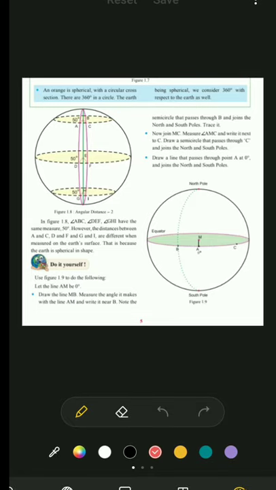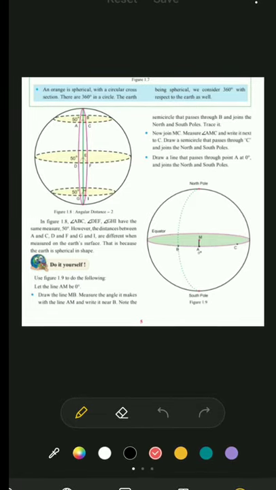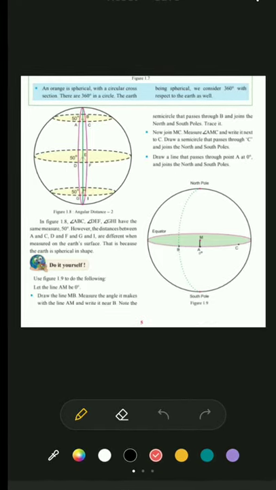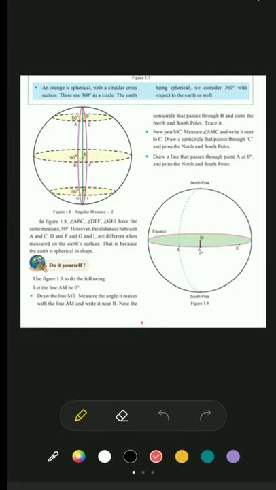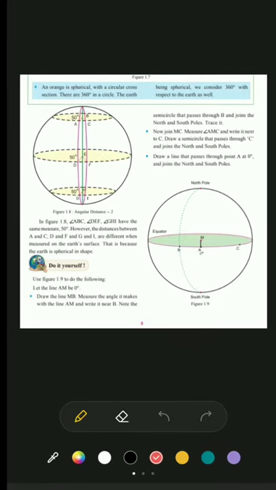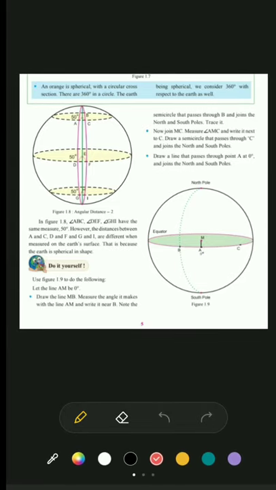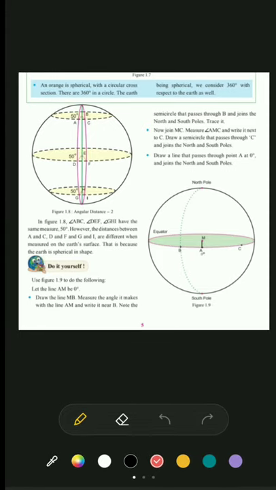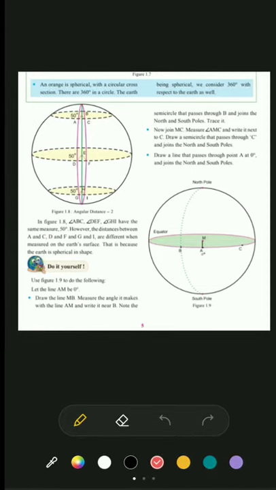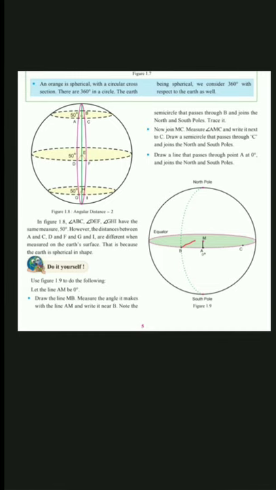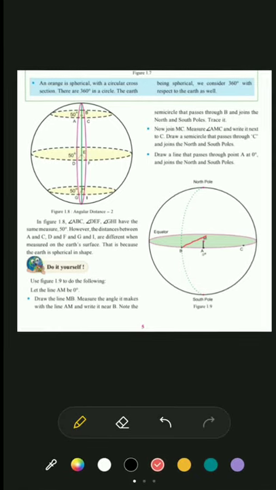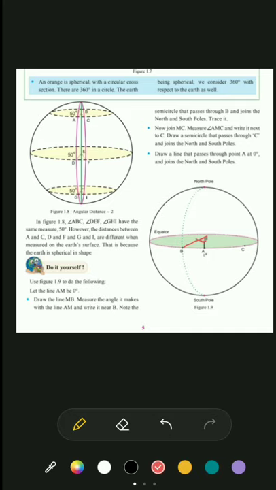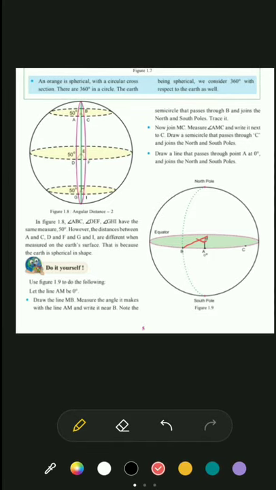Now do it yourself. Use figure 1.9. Let the line AM be 0 degree. Can you see that line AM is the 0 degree line. Draw line MB. Measure the angle that it makes with line AM. You will join M to B and then you will measure the angle which is formed here. Write it near B. Whatever the measure of that angle is, you have to write it near B.